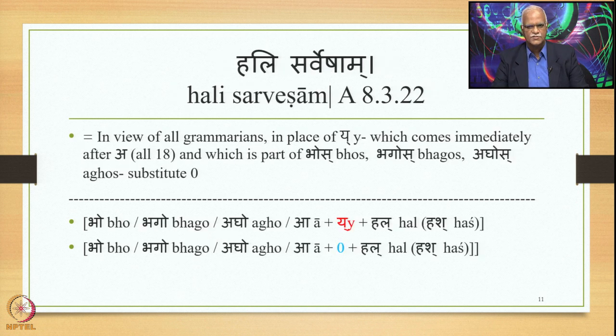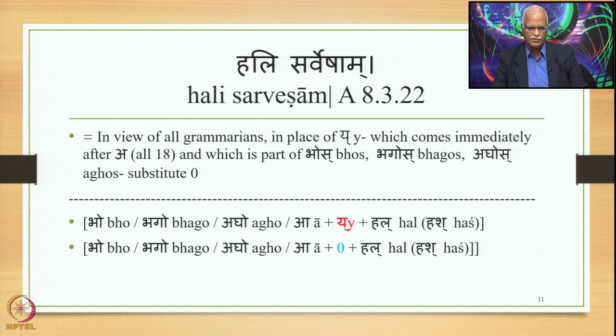And since ash also consists of consonants, here is another sutra which says Hali Sarvesham, which also applies in the same environment. It says that in view of all grammarians, in place of ya, which comes immediately after a, and which is part of bhos, bhagos and aghos, substitute zero or deletion. I repeat, in view of all grammarians, in place of ya, which comes immediately after a and which is part of bhos, bhagos and aghos, substitute zero or deletion.